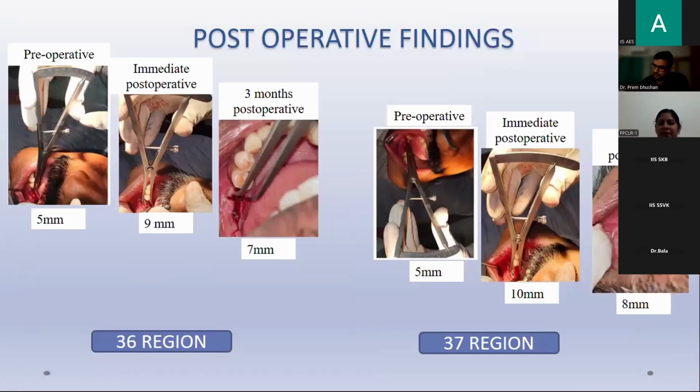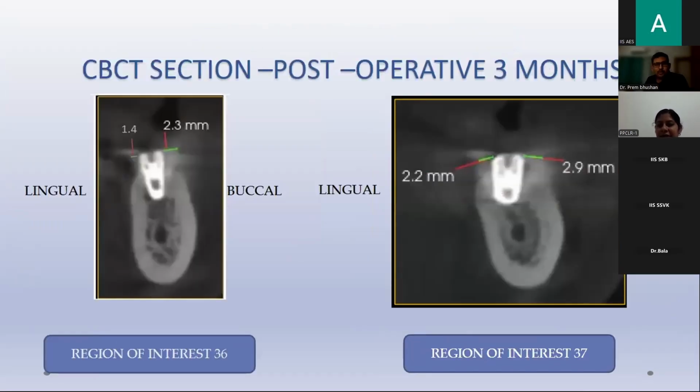Coming to the post-operative findings, pre-operatively the bone width was 5 mm. It increased to 9 mm immediately post-operatively, and at 3 months post-operative, it was 7 mm in relation to 36 region. In 37 region, the bone width was 5 mm pre-operatively. Immediately post-operatively, we achieved 10 mm and it reduced to 8 mm at 3 months post-operative. This is the CBCT section at 3 months post-operative. There was an adequate amount of bone, both buccally and lingually, in relation to 36 and 37.